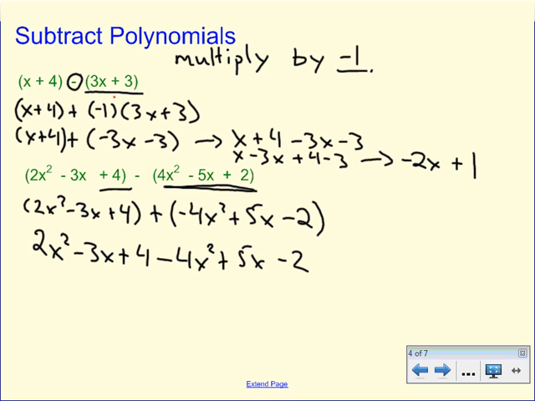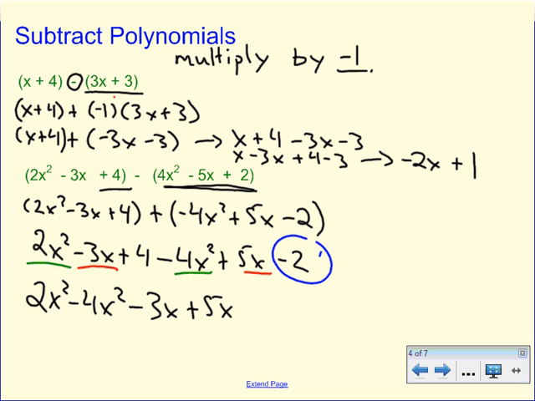Bring everything that's common together. So I have the x squared terms, so I'm going to make sure they're beside each other. 2x squared minus 4x squared. I also have the x to the power 1 terms, minus 3x plus 5x, and then I have my constant terms here and here. So I'm going to make sure they're beside each other.